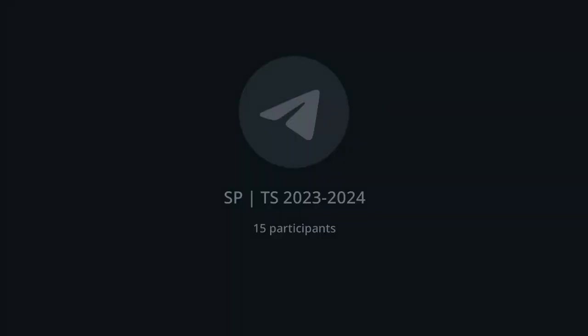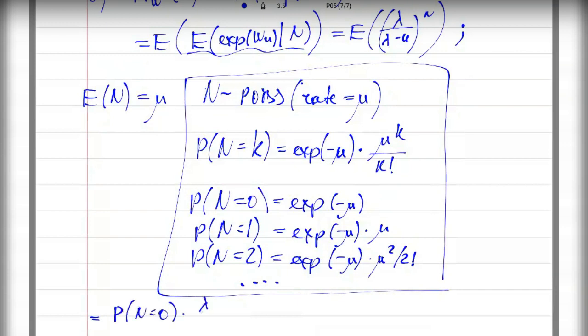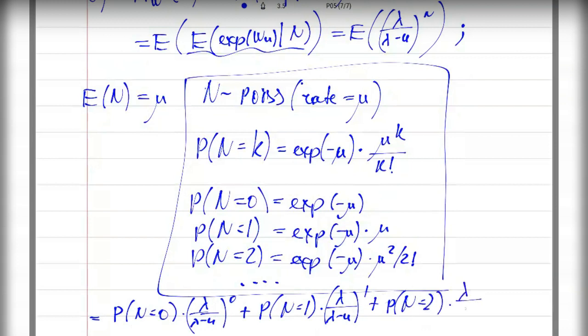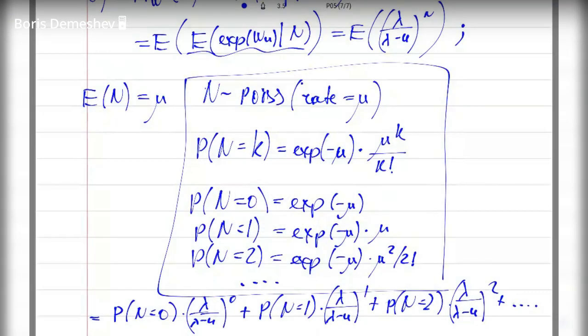Okay, and now we can continue. We just say we multiply the probability that N equals 0 times lambda over lambda minus u to the power 0, plus the probability that N equals 1 times lambda over lambda minus u to the power 1, plus the probability that N equals 2 times lambda over lambda minus u to the power 2, plus and so on. So that's a standard formula for the expected value: probability times value, plus probability times value, plus probability times value, and so on.